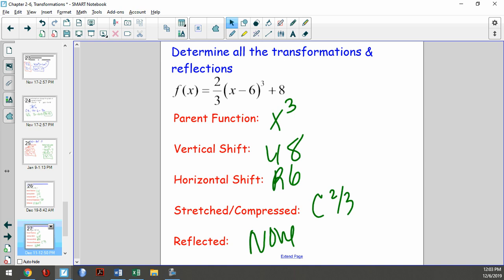Questions, comments, or concerns? Please go ahead and start. The answer key is up on the podium. As you are going, you may come up and check your answers. Yes? Great.